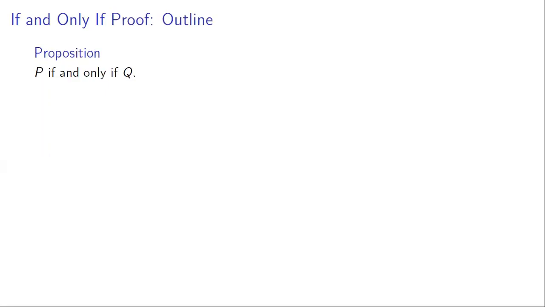So here's an outline for an if and only if proof. We have a proposition saying P if and only if Q. Well, this is obviously just a general form of the proposition. So we're going to have two parts of the proof. We're going to have to prove the forward direction and the backwards direction, meaning we're going to have to prove that it goes from P to Q, that if P then Q, and then we're going to have to prove that if Q then P. So we'll call this the forward direction, that's the first one, and then the backward direction.